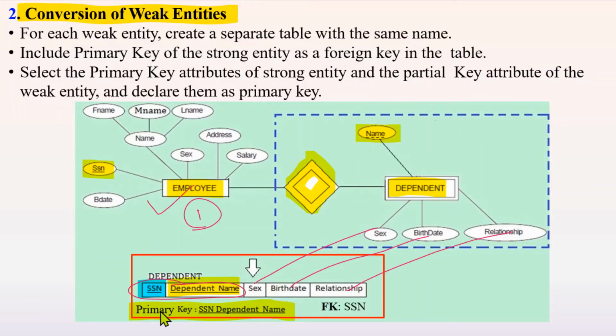Next, SSN is acting as a foreign key here, because SSN is the primary key of the employee table. SSN cannot be the primary key alone here, but it can be the foreign key, because we cannot store the information of dependents for a person who is not an employee. To store the information of a dependent, the person must be an employee, and we get the employee's information from this stored SSN.